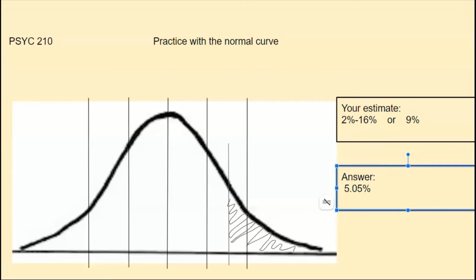And here, 5% is close to 9%. Relatively speaking, that is pretty close. I am between my range, so 2 to 16%. 5% is in between there. And so I can feel pretty confident that this answer looks right.